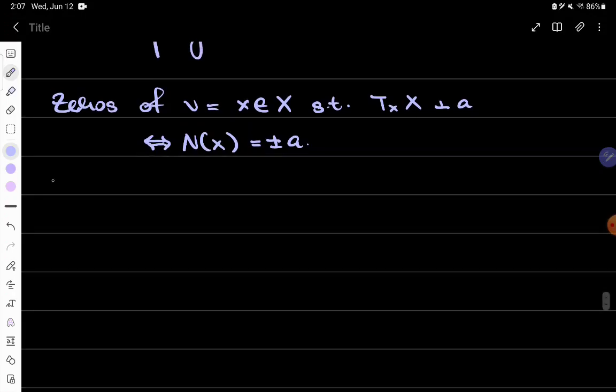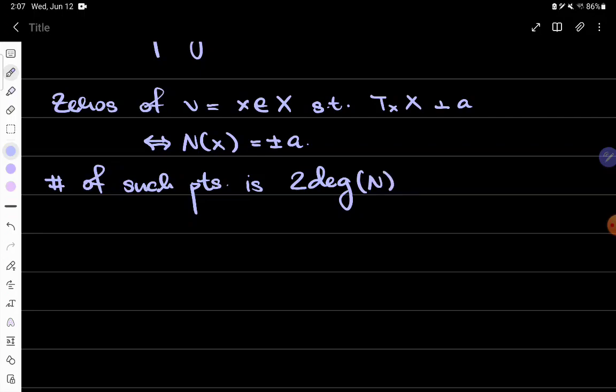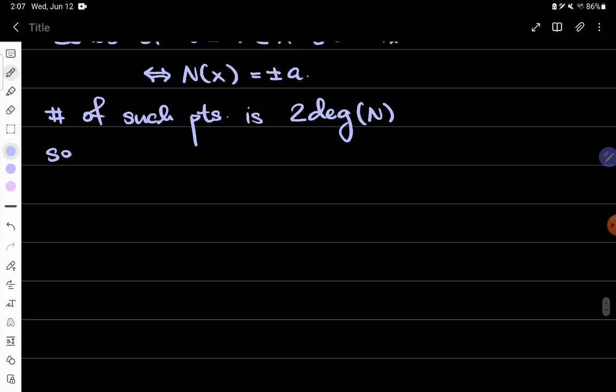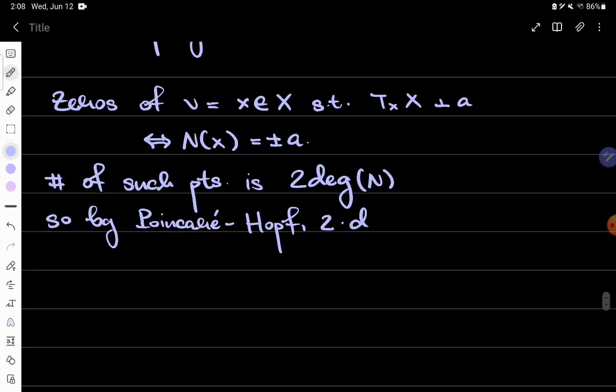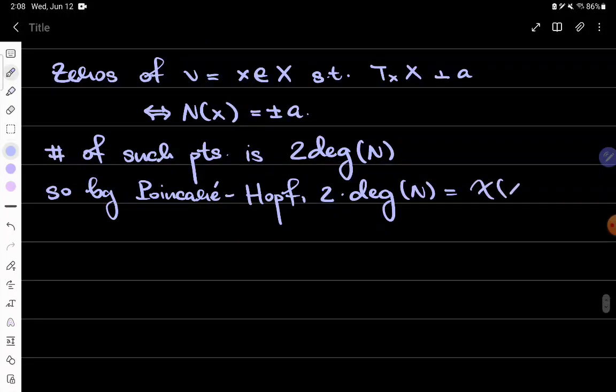So because these are both regular values, the preimage of each such is going to be the degree of the map. So the preimage of A is going to consist of degree of n points, and we also have negative A, so we have 2 times the degree of n, and by Poincare-Hopf, we have the zeros of this vector field, of which there are 2 times degree of n, is equal to the Euler characteristic. And so we're done.